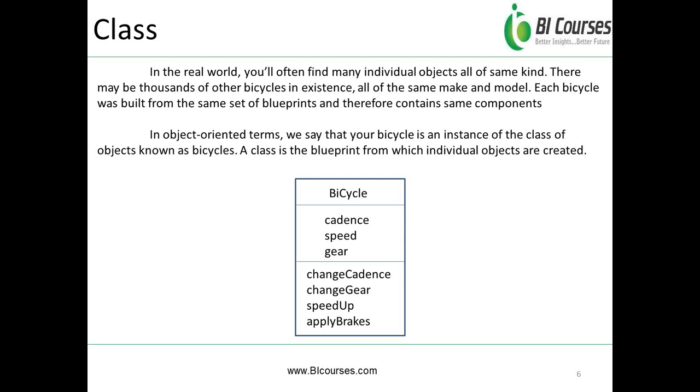If you look at here, Bicycle is a class name and it has states: cadence, speed, gear. And change cadence, change gear, speed up, apply brakes. These are behaviors, and those we call states. So we can create n number of objects using this class. Let me give an example on class and object.